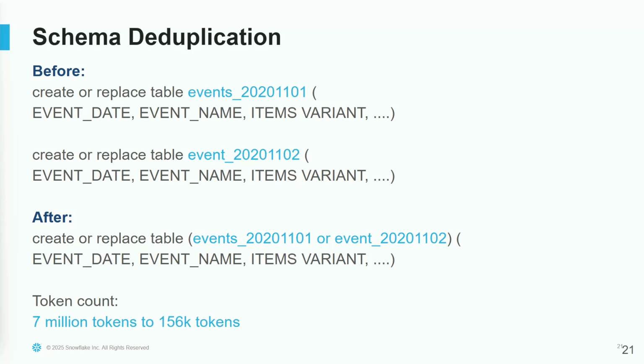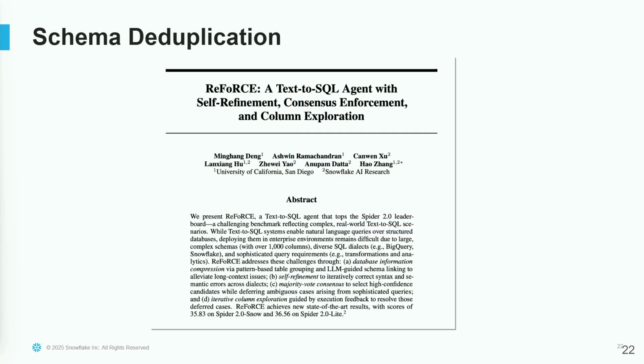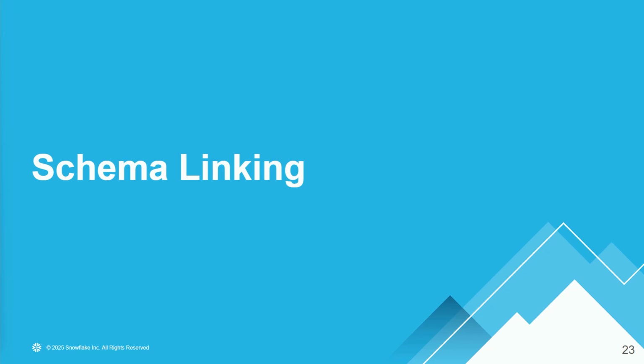So instead of having one table name, you pass a list of table names to the language model. So the language model understands that all of these tables have the same schema. And in just one example for a Spider benchmark, we were able to reduce the number of tokens in that given database from 7 million to 156,000 tokens, which is a lot more manageable number when it comes to language models. And if you're interested in schema deduplication, Snowflake has a paper on it. It's the AI research team, and it's a slightly different approach they've done, but overall, they explain this approach in a lot more detail.